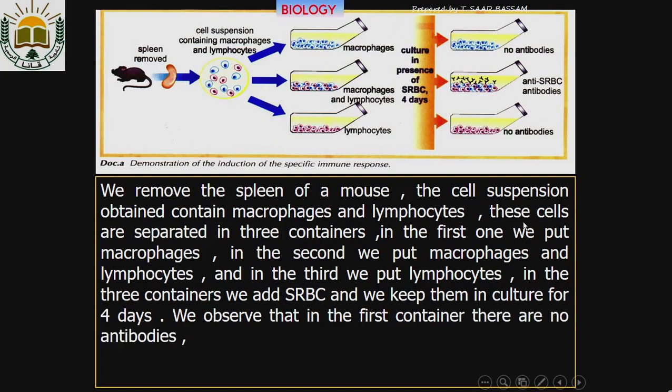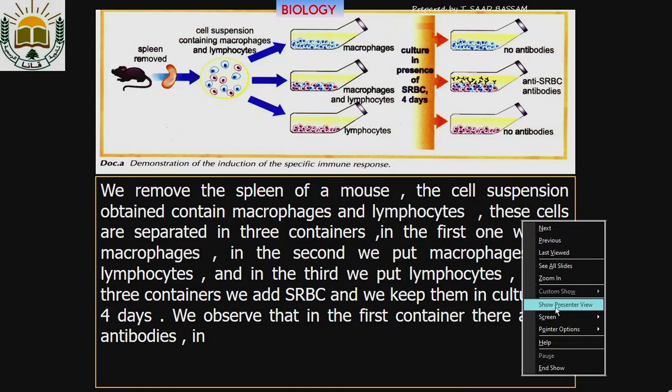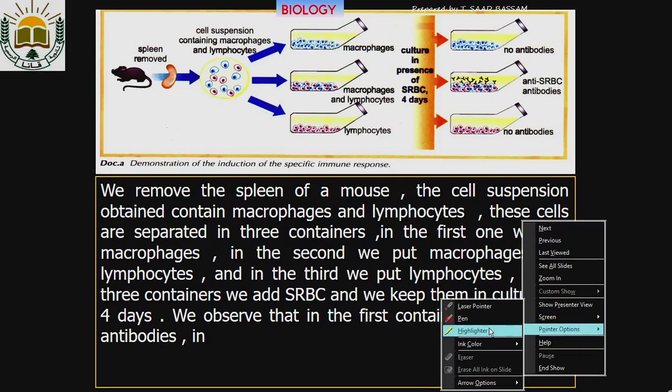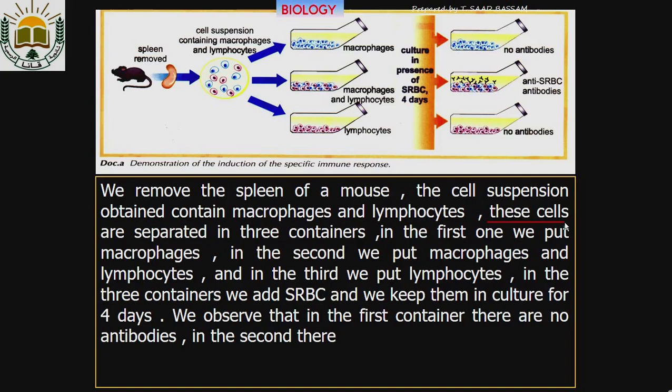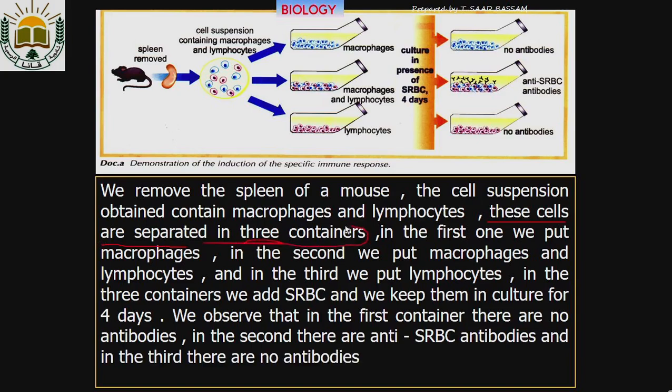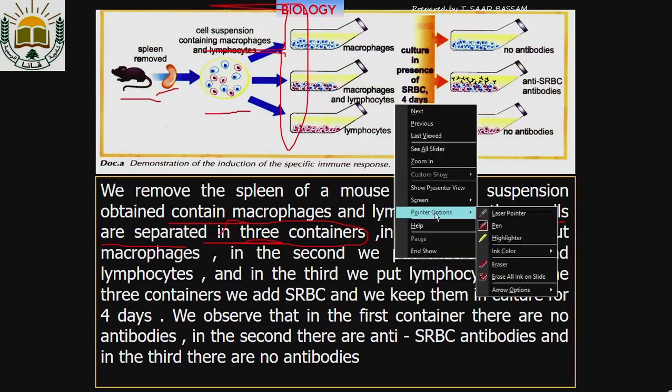These cells, I will continue here. These cells are separated in 3 containers. I am writing what I saw in the document. Hide the mouse. The spleen is removed. We obtain a group of cells containing macrophages and lymphocytes, and then we separated the cells in 3 containers.